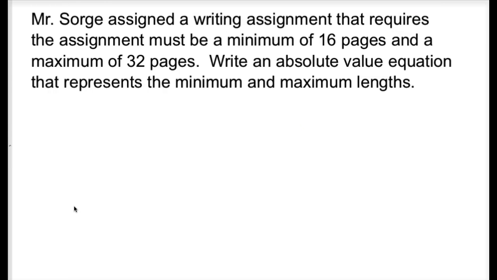Alright, second example. Mr. Sorge assigned a writing assignment that requires the assignment must be a minimum of 16 pages and a maximum of 32 pages. Write an absolute value equation that represents the minimum and maximum lengths. So again, I'm going to start with my number line. Have my 0 here, my 16, and my 32.